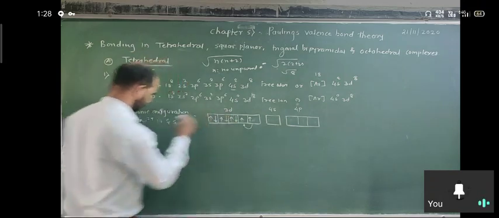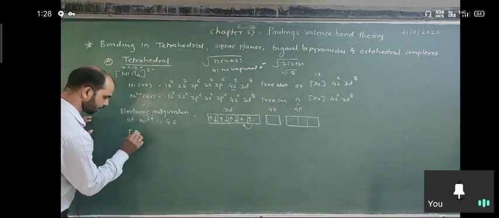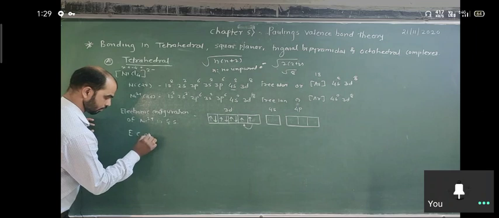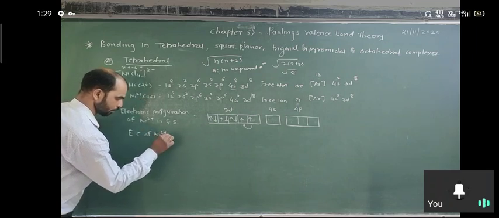Okay, so you write here the electronic configuration of Ni 2 plus in excited state.